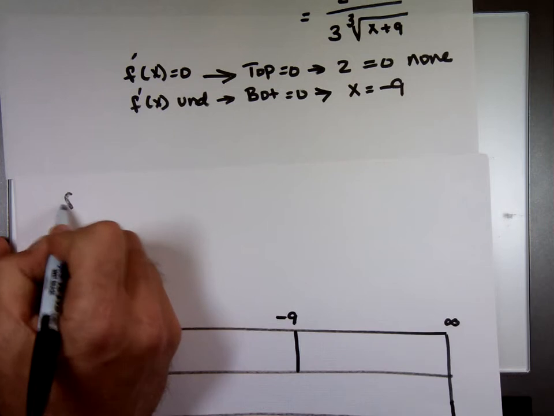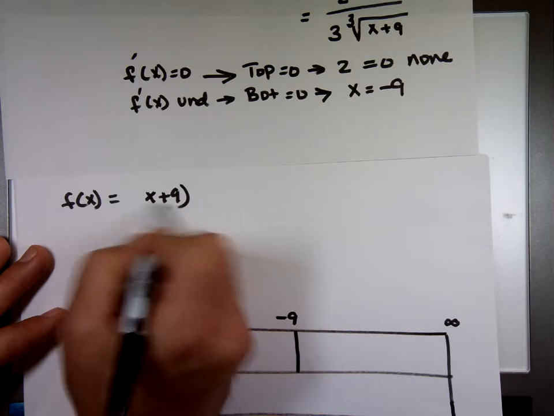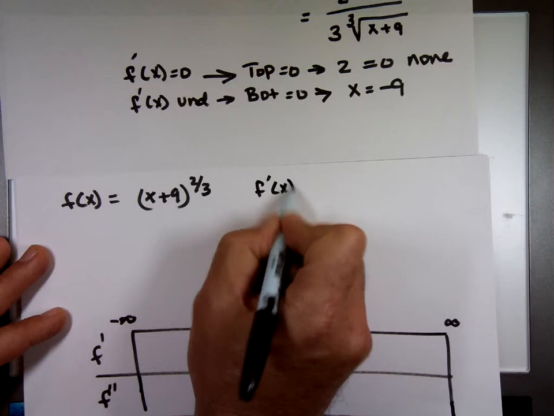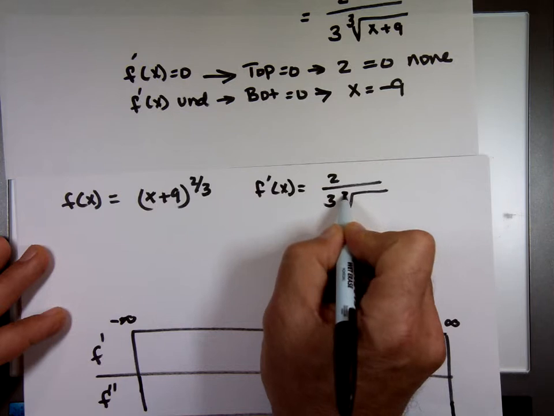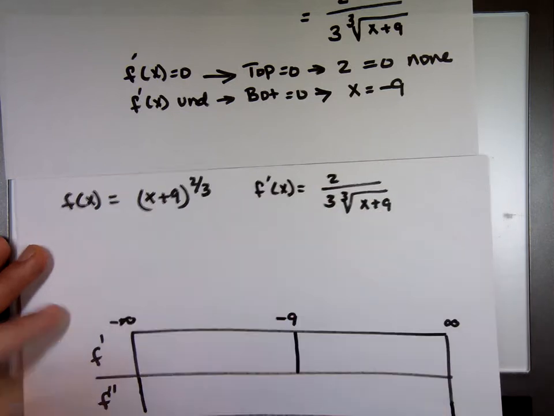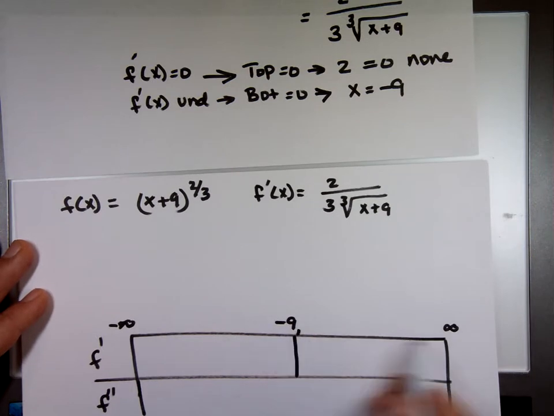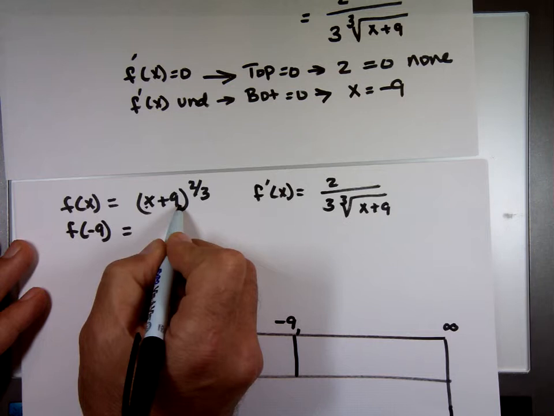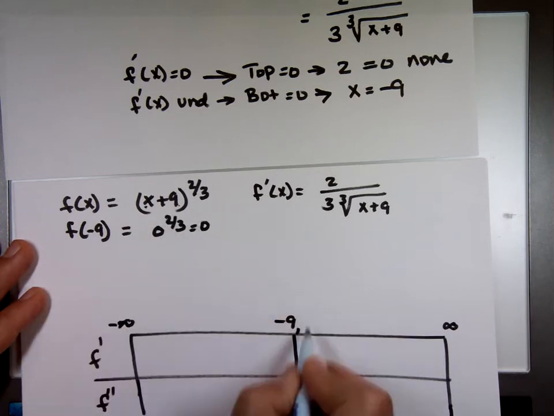Let me write the function so I don't have to keep going back and forth. F of x equals x plus 9 to the 2/3, and the derivative of that. I need to find the value of the function when x is negative 9. Notice this is outside the box, so I have to go back to the function. What is f of negative 9? What's minus 9 plus 9? 0 to the 2/3, which is what? 0.